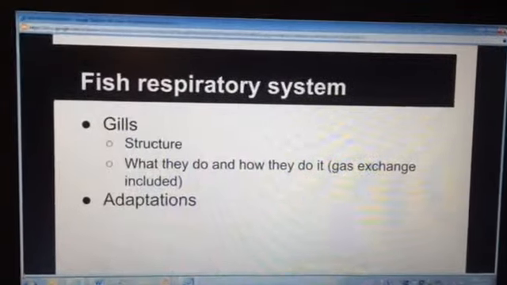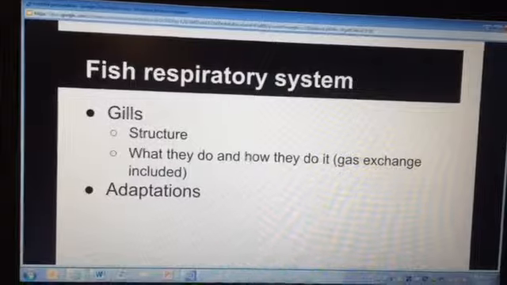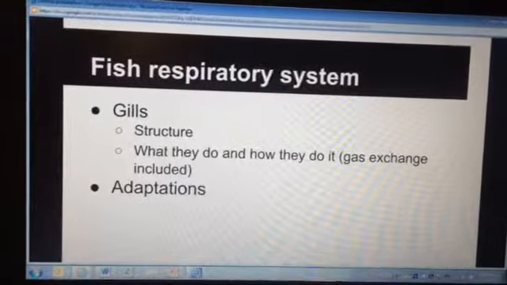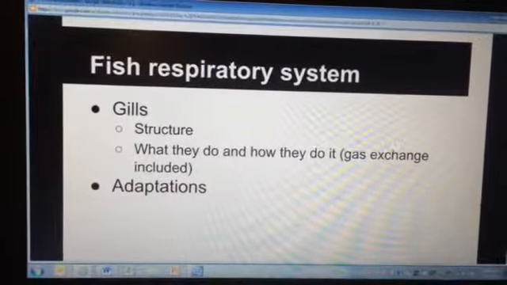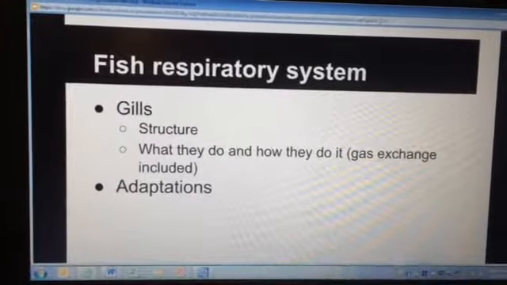Fish respiratory system. The gills. The structure of the gills. Fish have internal gills which are covered by an operculum. The purpose of these gills is to provide the body of the fish with enough oxygen to survive.